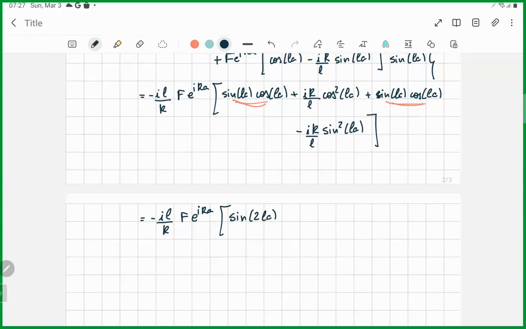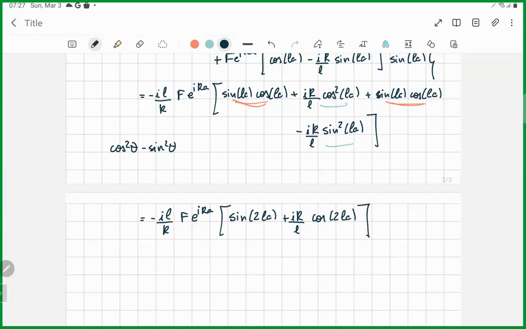Now the other term is cosine square minus sine square. So this one here is cosine square minus sine square. So this is the cosine of 2 theta. So we have plus ikL cosine of 2LA. Okay.